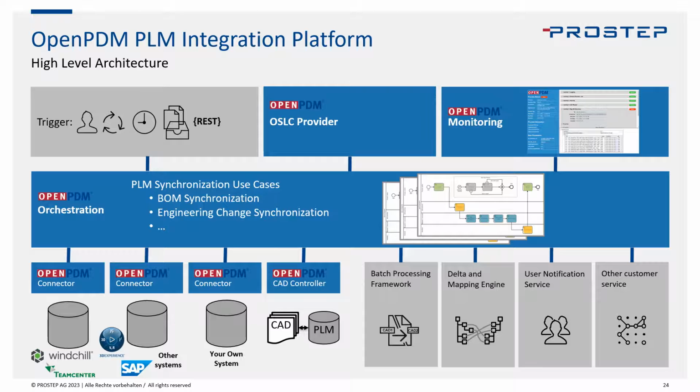So we've got a RESTful interface for both the connectors directly or the orchestration layer. We also have OSLC provider and monitoring tools and administrative interfaces. As well as a trigger interface that you can use in order to start these different orchestration processes. So that could be a time-based trigger or a REST event or an email trigger or manually done, right? So a lot of different combinations to start those processes.